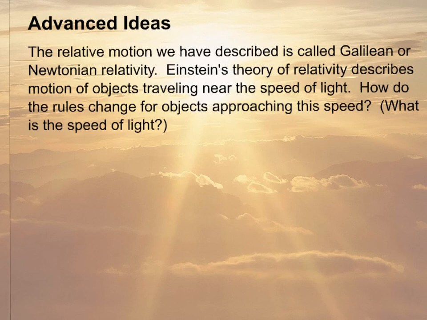Advanced ideas. We have so far been describing Galilean or Newtonian relativity when we're talking about relative motion. You've probably all heard of Einstein's theory of relativity. It describes motion of objects traveling near the speed of light. How do the rules change for objects approaching this speed? Specifically, what starts to happen that's different? And what is the speed of light?